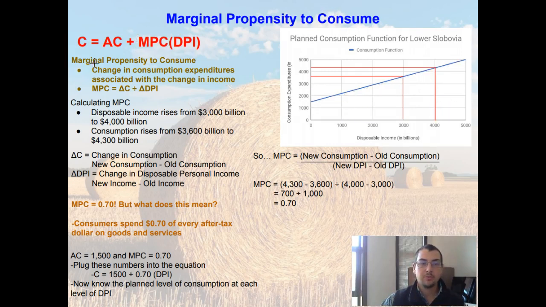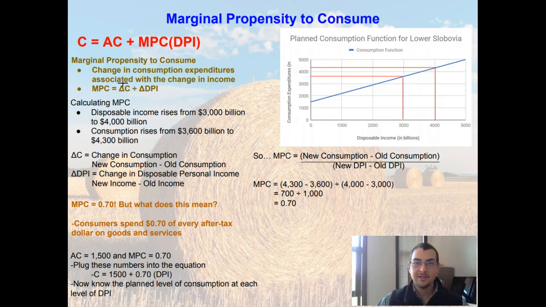So this marginal propensity to consume is the change in consumption expenditures associated with the change in income. Essentially, it's saying how much more are we going to spend by how much more we receive in income. If we receive more in income, how much more are we going to spend? That's essentially what the marginal propensity to consume is. It's a change in consumption associated with a change in income.